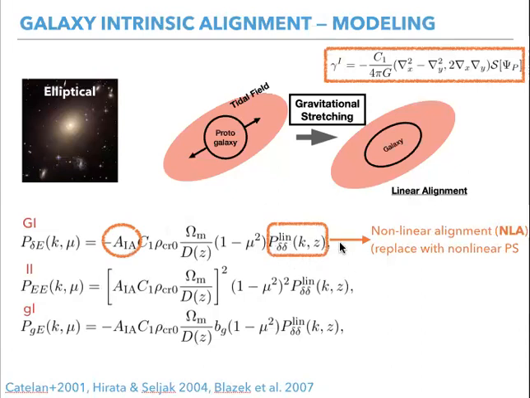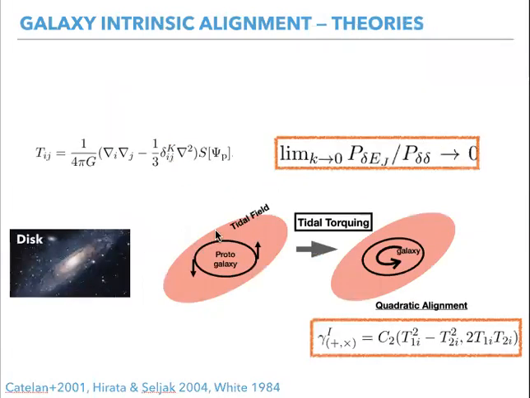So if we replace the linear power spectrum here by the nonlinear one, we have the nonlinear alignment model. For the case of tidal torquing, because the intrinsic shear is proportional to the square of the tidal field, it's a rather weak one. And in the linear case, the spin intrinsic alignment is going to disappear when we go to large scales.